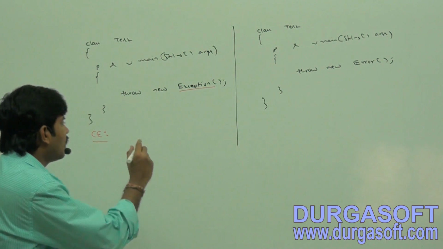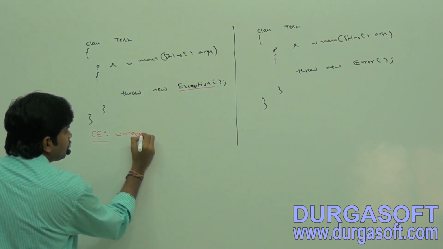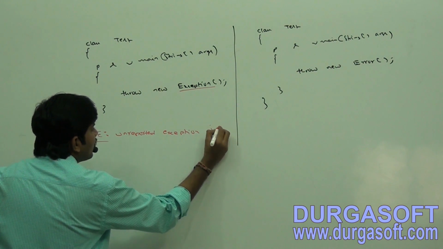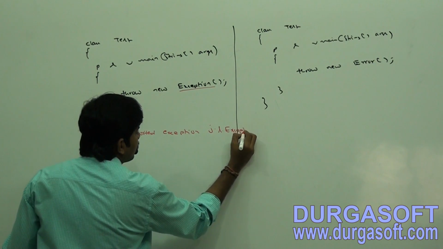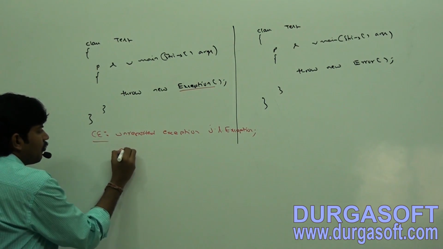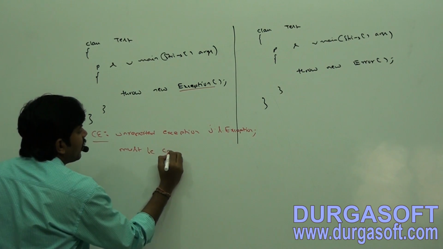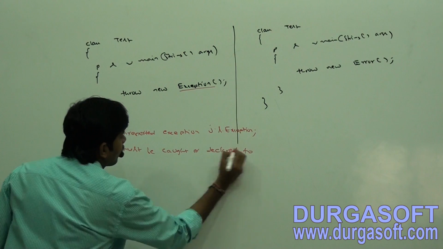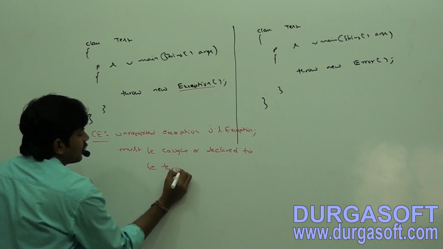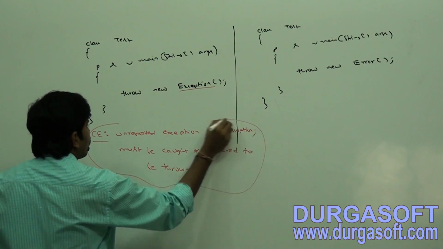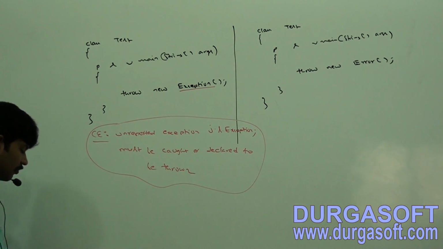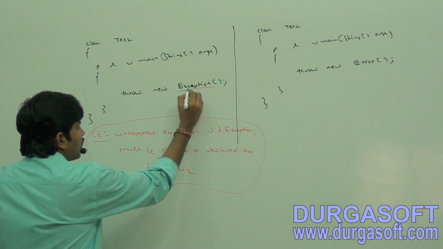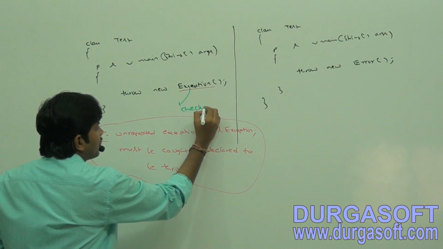Where you are handling? Unreported exception. java.lang.Exception must be caught or declared to be thrown. That is nothing but a compile time error that we get by default. Are you getting it? Because is it checked or unchecked? Exception is a checked exception, that's why it is checked, right?